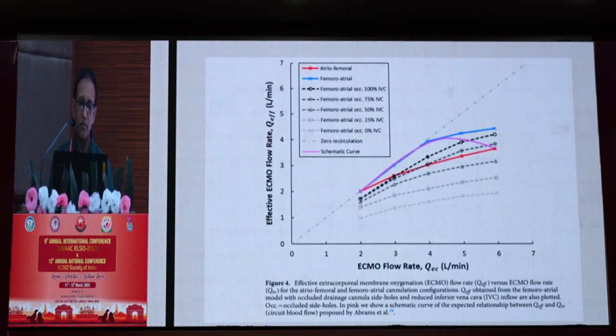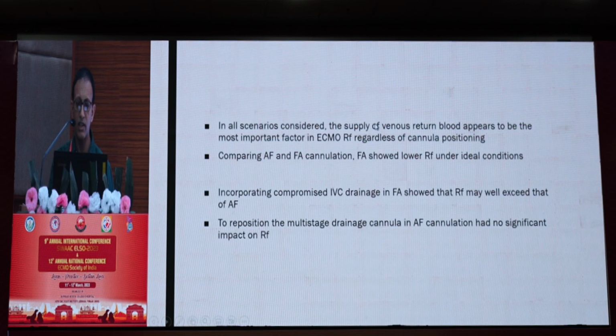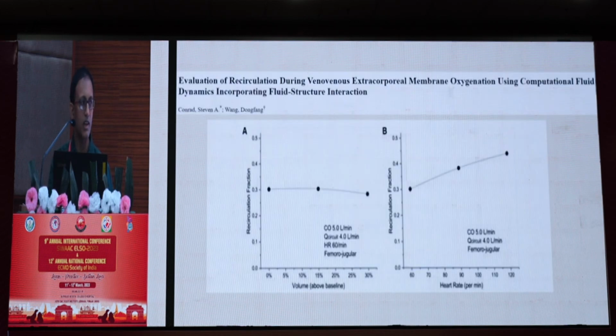In the same study, they have shown that as the recirculation decreases, effective ECMO flow increases. And if you see the atriofemoral drainage, it doesn't matter where the cannula position is, whether it is distal or midway or proximal. It didn't make much difference in this configuration. The repositioning of the drainage cannula had no significant impact on the recirculation fraction.